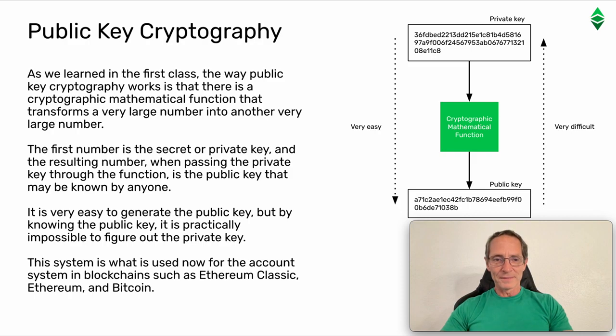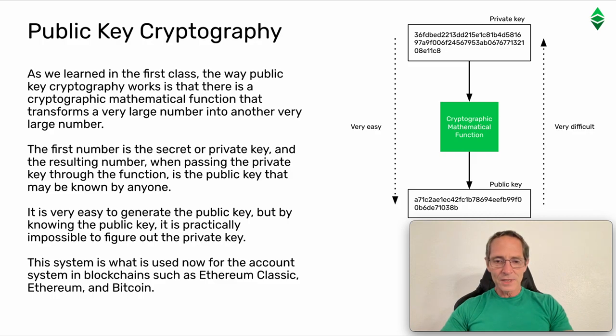Public key cryptography. As we learned in the first class, the way public key cryptography works is that there is a cryptographic mathematical function that transforms a very large number into another very large number. The first number is a secret or private key, and the resulting number, when passing the private key through the function, is the public key that may be known by anyone. It is very easy to generate the public key, but by knowing the public key, it is practically impossible to figure out the private key.